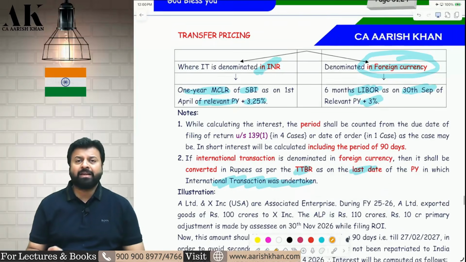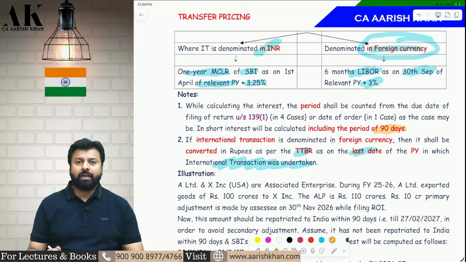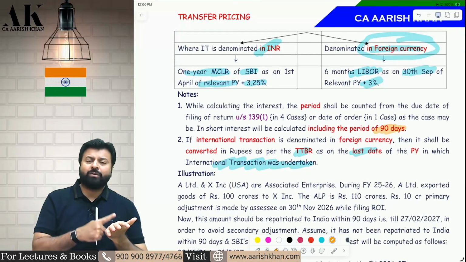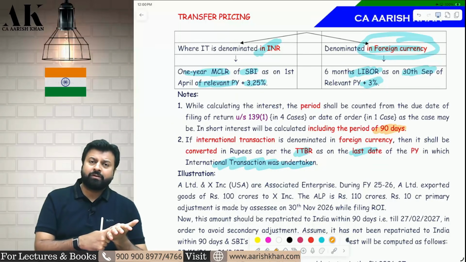Sir, by counting the period, where do you have to count the period from? You have to count the period including the 90 days period. Let me give you an example. For previous year 25-26, you will file the return on 30th November 2026? Yes. Now you have 90 days from 30th November 2026, which will expire on 27th of February 2027.